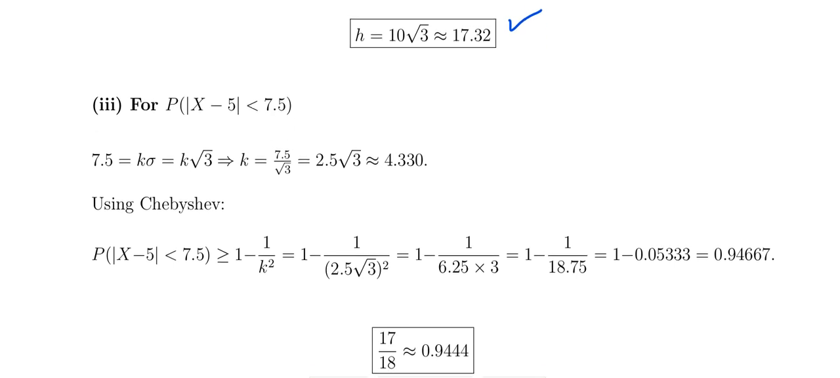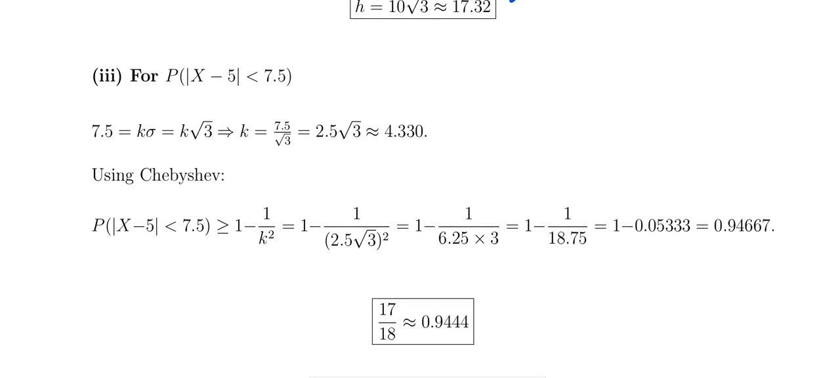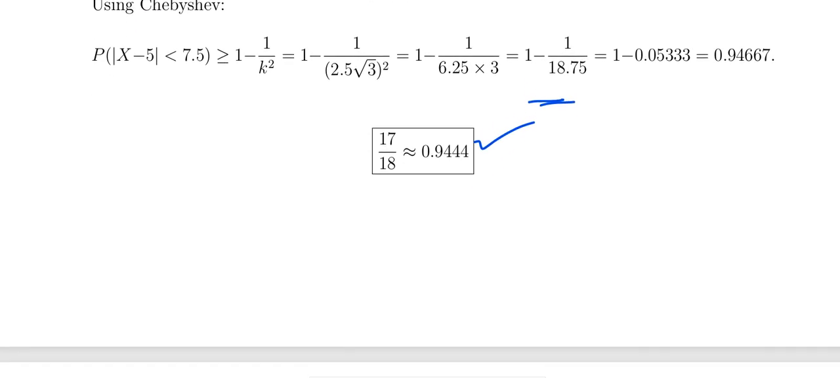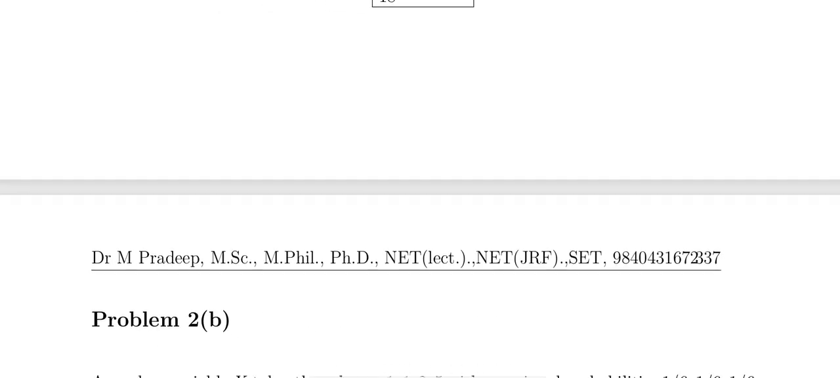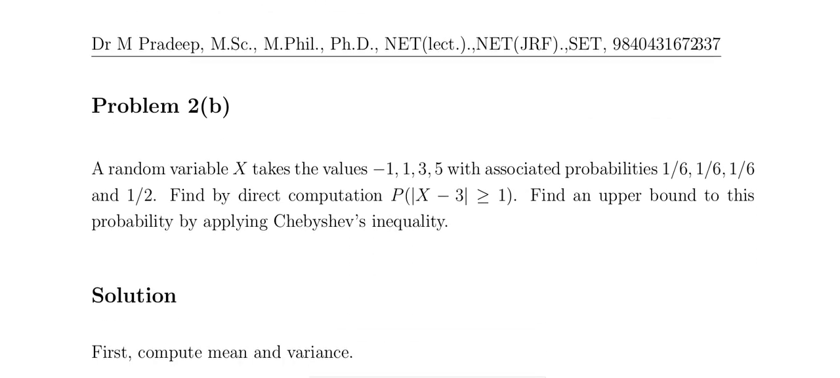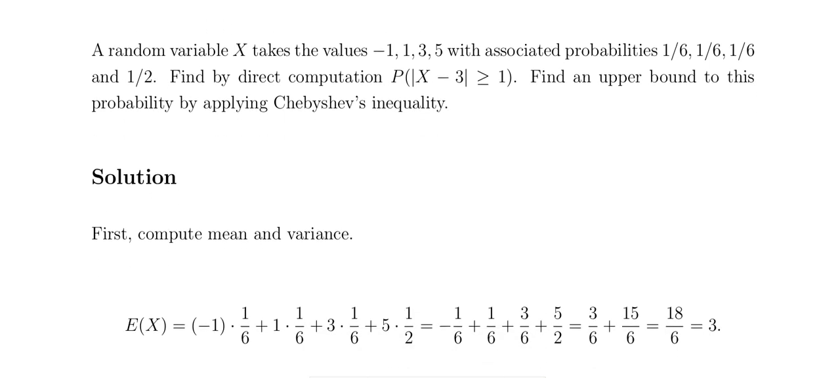Okay. So the third one: P of mod of X minus 5 less than 7.5. So k sigma equals 7.5, so k root 3 equals 7.5. We can find the k value, which is 4.33. So if you apply the Chebyshev inequality, since we know the k value, we get the boundedness condition. This is an approximate value. So they will ask problems like this simply. It is not certain that they will always ask simple ones, so look at all the problems, it will definitely be useful.